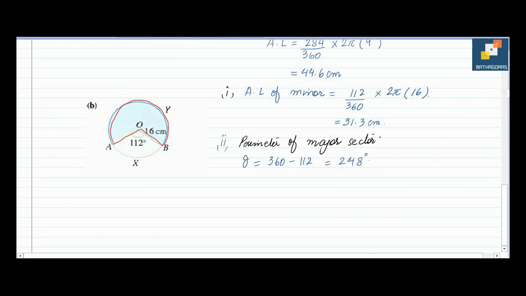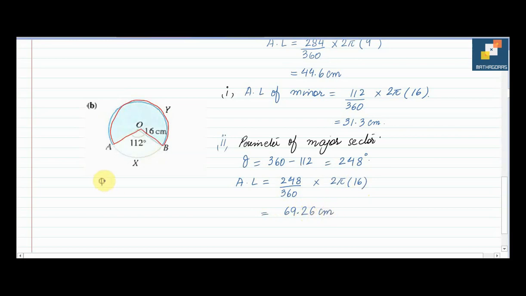Now you have the angle of the major sector. Arc length will be angle divided by 360 multiplied by 2 pi r, right? So if you solve it, 248 divided by 360 multiplied by 2 multiplied by pi and multiplied by r, that is 16, it's 69.26 centimeter, that is the arc length.